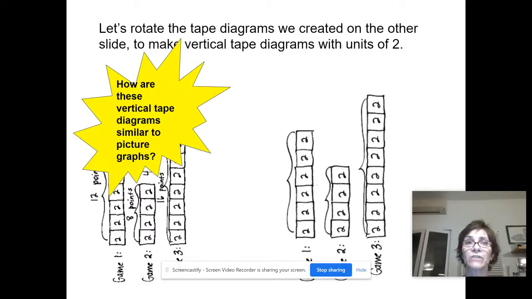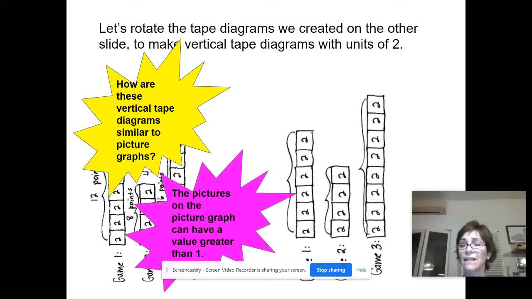So how are these vertical tape diagrams similar to those picture graphs? Well, just like in the picture graphs, the value of each heart can be different. It can have a value that is greater than 1. And here we have each unit has a value of 2, so it's greater than 1.